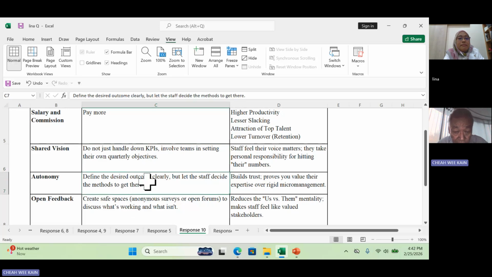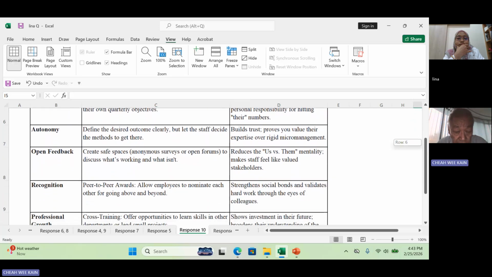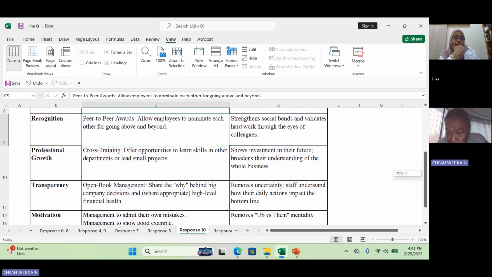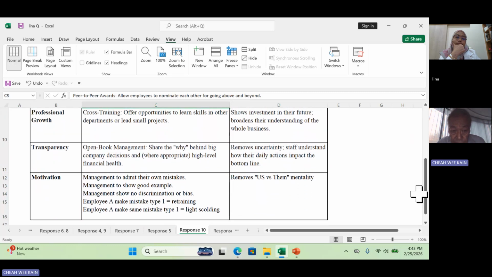Autonomy. Define the desired outcome clearly, but let the staff decide the method to get there. If it's a new one, you have to teach them. Build trust, open feedback, create safe spaces. Recognition, peer-to-peer awards, to nominate each other. Do you know what's 360 degree? 360 degree evaluation means every year, the boss evaluates the employee and suggests other same level people to evaluate by filling out a questionnaire and submitting it. But in Malaysia it's not so good, because we don't want to keep people angry, so we always write the good things. Professional growth, cross training, transparency, and motivation. Managers should admit their own mistakes, to show a good example, with no discrimination or bias.